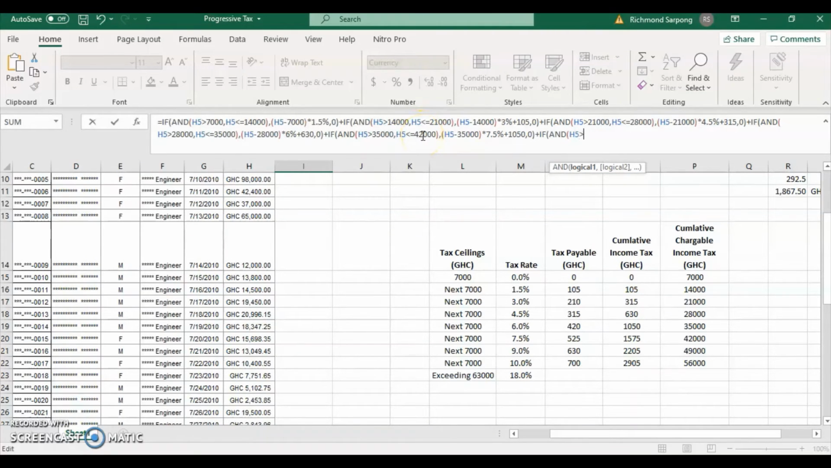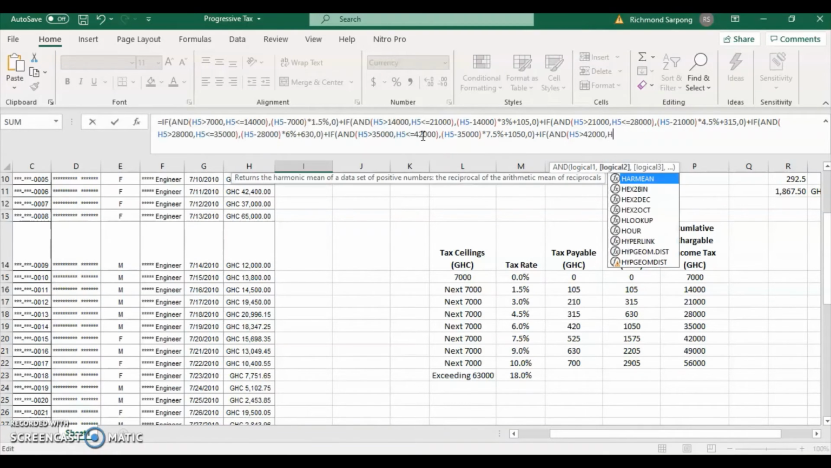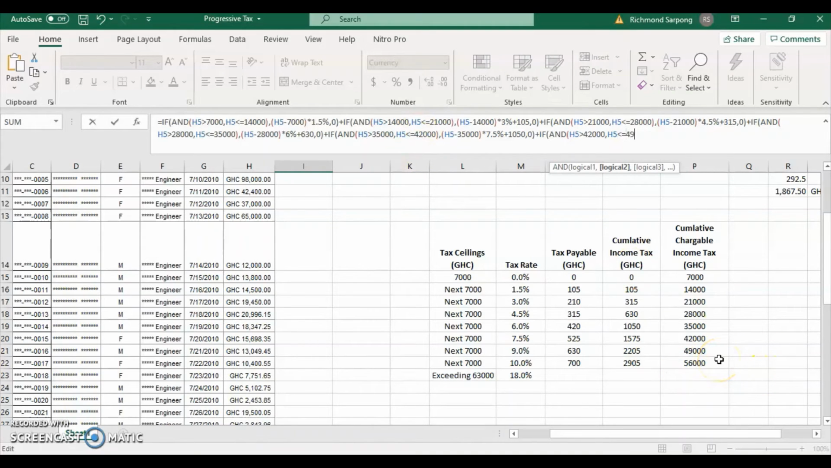H5 is greater than 42,000 and H5 is less or equals 49,000. Then around H5 minus 42,000 multiplied by 9%.